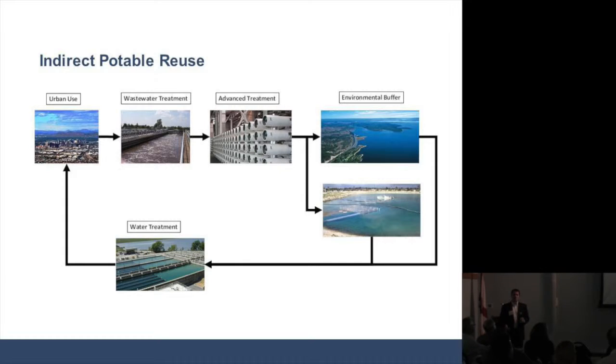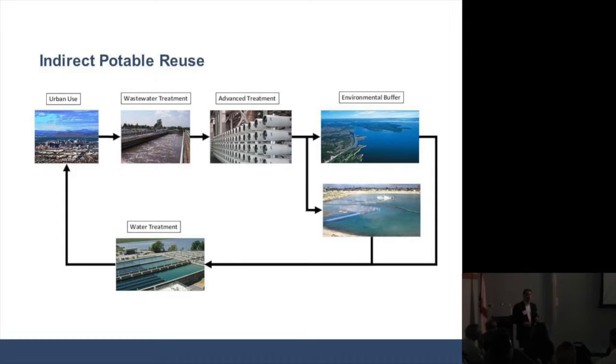And oftentimes we talk about indirect versus direct potable reuse. So indirect potable reuse would be where we would drop it into some sort of environmental buffer, whether that's a reservoir or a spreading basin, or we could directly inject it into the ground. That water then sits there for a set period of time. It's later extracted and moves to drinking water treatment and is returned to the city for urban consumption as drinking water.